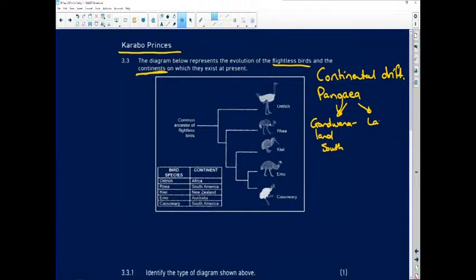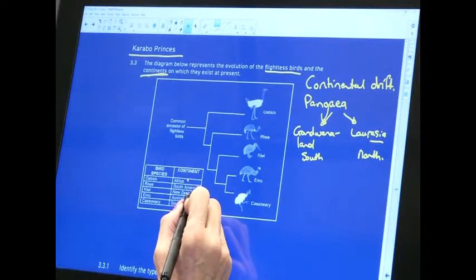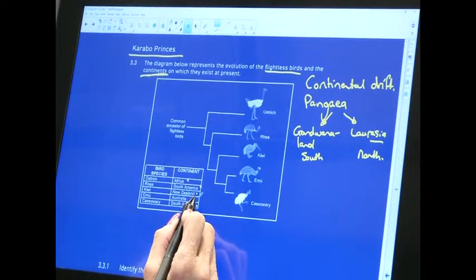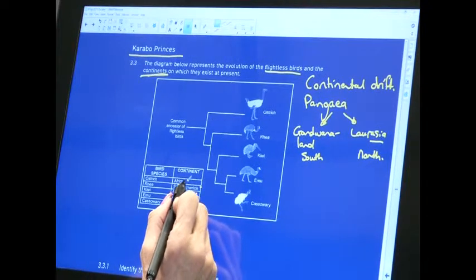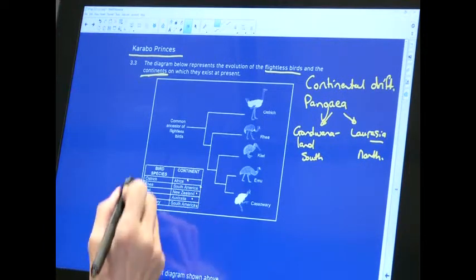And Laurasia, there we go, Laurasia. Okay, and this clearly is the whole of North America and Asia, and this was in the north. All right, now, if you look at these: Africa, South America, New Zealand, Australia. Well, New Zealand isn't a continent, but okay, we'll forgive them for saying it is, but it's actually a set of islands. But you've got Africa, South America, Australia, and South America again.